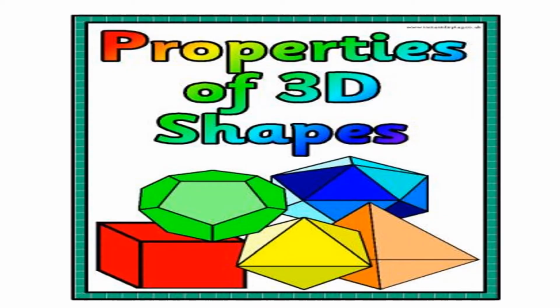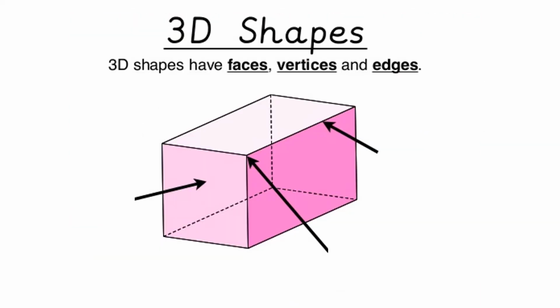All of this week, we've been learning about the properties of 3D shapes. Last week, we learnt about the properties of 2D shapes. 2D shapes have sides and vertices. Now, can you remember the properties of 3D shapes? They're slightly different. Here we have a cuboid. We're very quickly going to have a look at the properties of this cuboid.